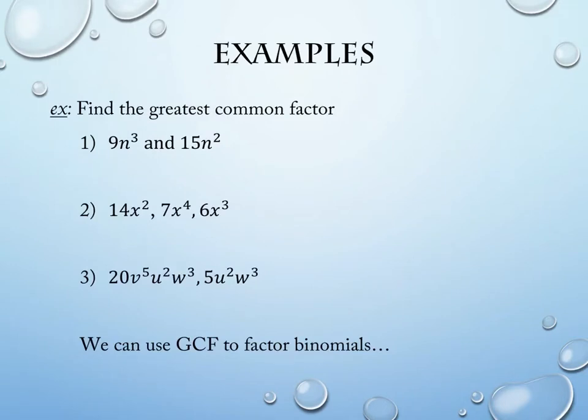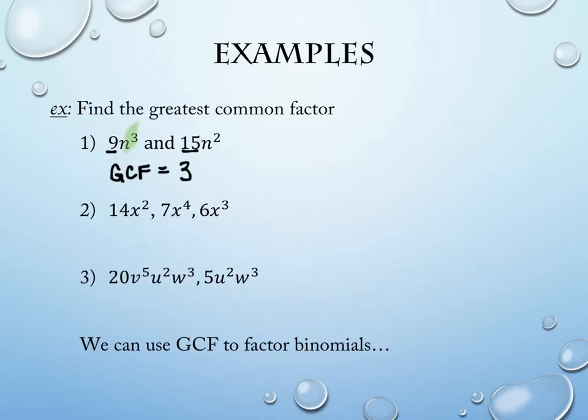Taking a look at example number 1, we have 9n cubed and 15n squared. So we're going to start with the numbers, 9 and 15. What do 9 and 15 both divide by? The biggest thing. 3. So I'm going to write a 3 down. That's going to be part of my greatest common factor. Here, I'll label it. This is a GCF. It's going to have a 3 in it.